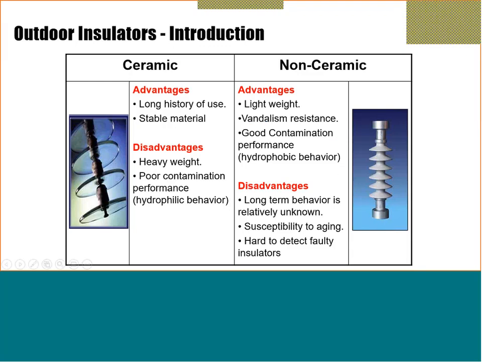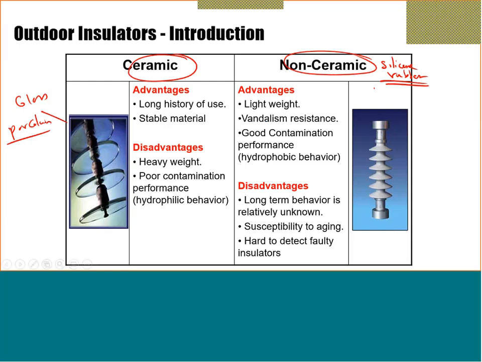There are two main types of outdoor insulators: ceramic and non-ceramic insulators. Ceramic is glass and porcelain. Non-ceramic is mainly made from rubber, silicone rubber material.